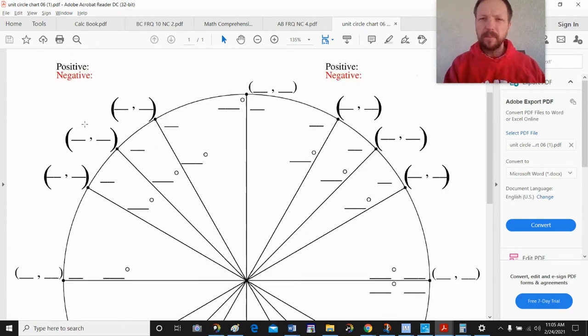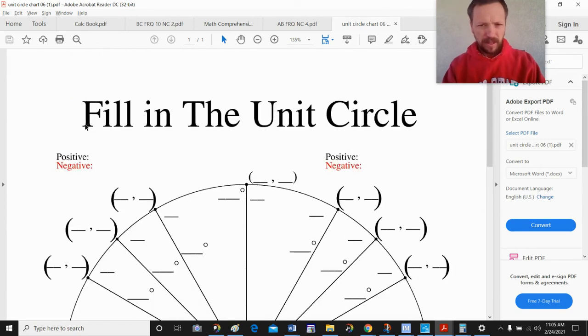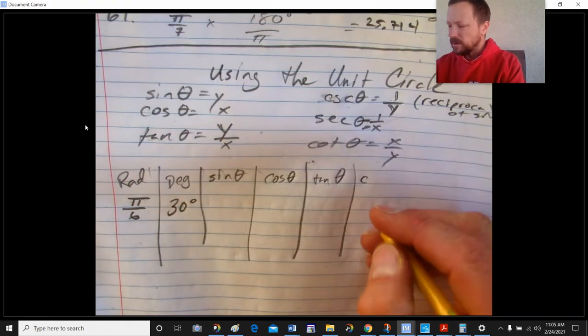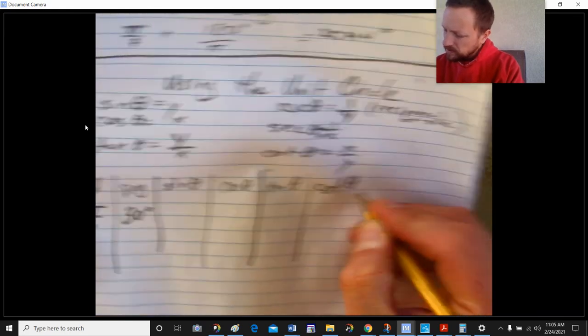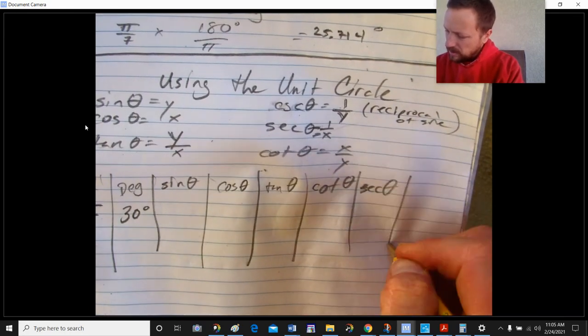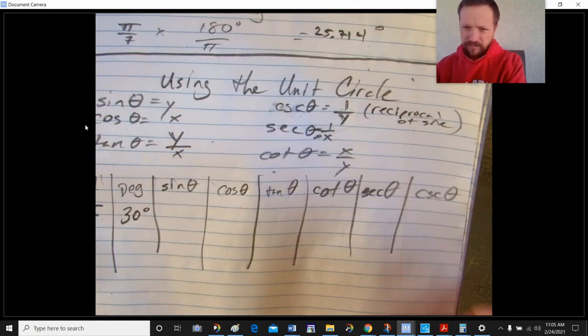Okay, so that'd be good practice for you: fill in the unit circle. I'll share that with you too. I'm sure I got it saved someplace. Anyways, however it goes, we've got cotangent theta, secant of theta, and cosecant of theta.